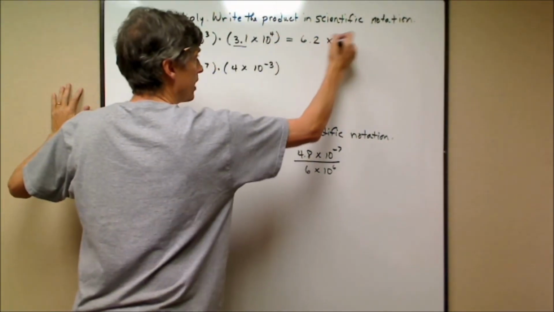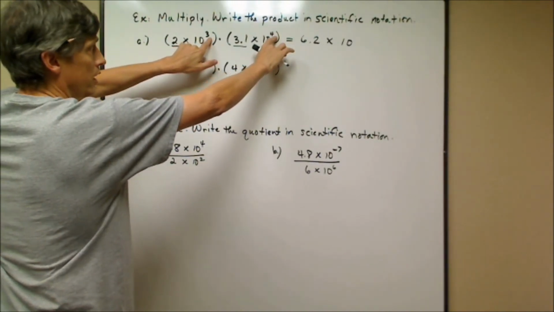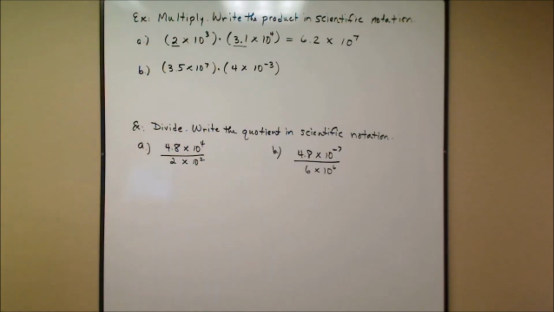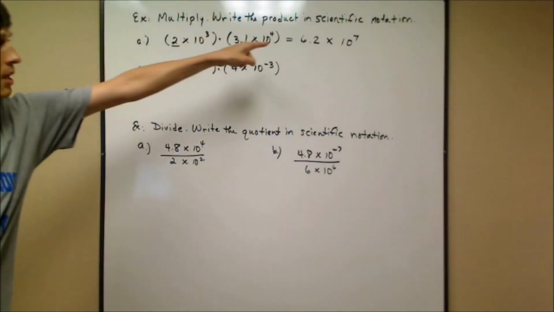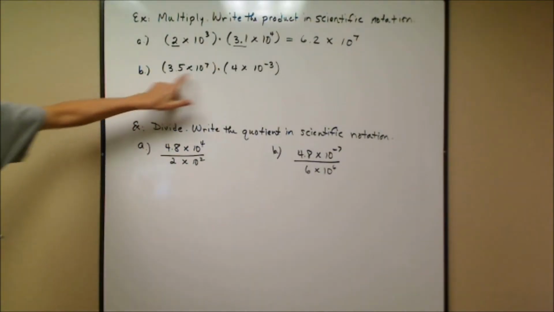And I'm going to multiply this times 10 because I'm multiplying these two. I'm going to add the exponents. 3 plus 4 is 7. And there's my answer that's already in scientific notation. This number times this number equals that number, all in scientific notation. I can change it to standard form if I choose to, but I'm okay with it right now. Now I'm going to multiply these two together.